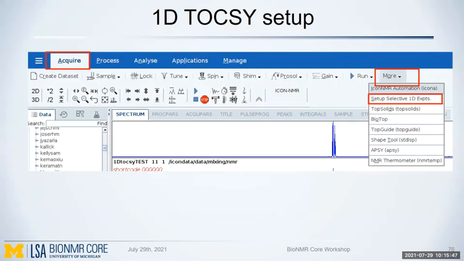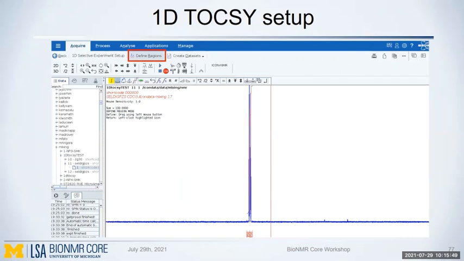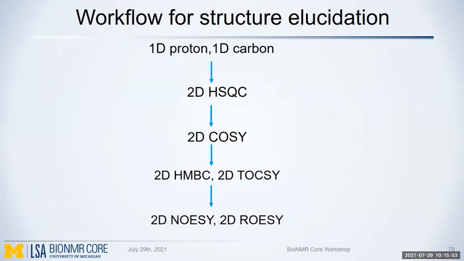These are just some images showing you how to set up those 1D TOCSY experiments. And finally, this is a summary of the workflow for structural elucidation of small molecules. You will need to first run a 1D proton, a 1D carbon, and then if the proton and carbon look good, you directly go to the 2D experiments.